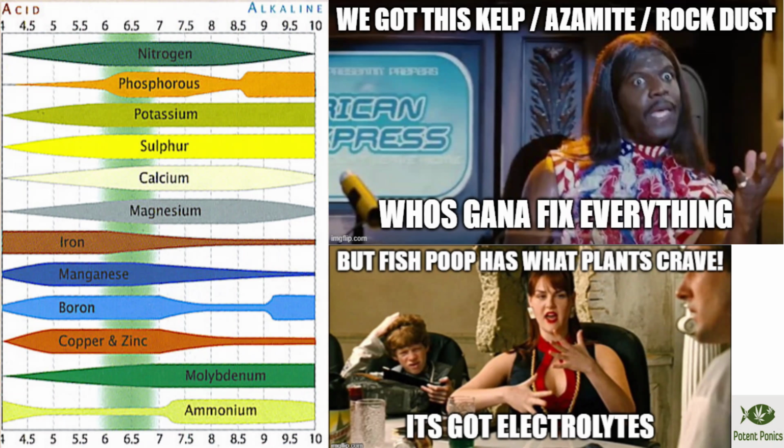And then fish poop too. You got lots of people out there saying fish poop has everything that plants need. You don't need to supplement. That's a bunch of bullshit. And in aquaponics, the pH needs to be adjusted, and we can use that in order to adjust our calcium and potassium by adjusting the pH at the same time.